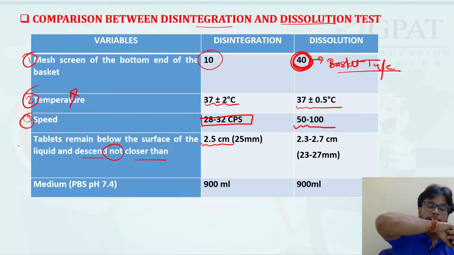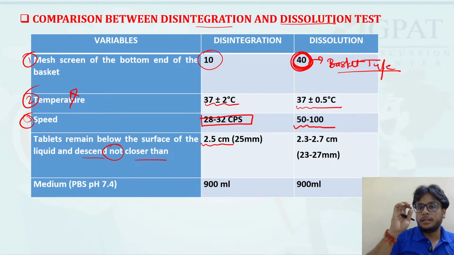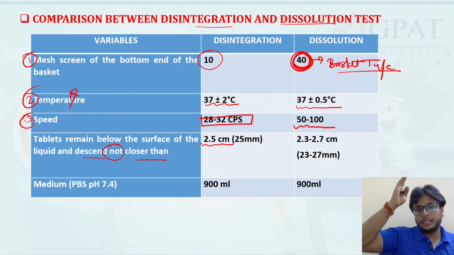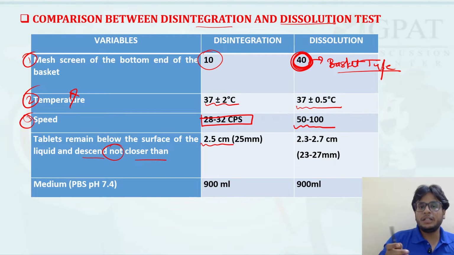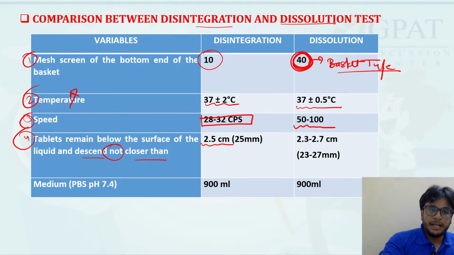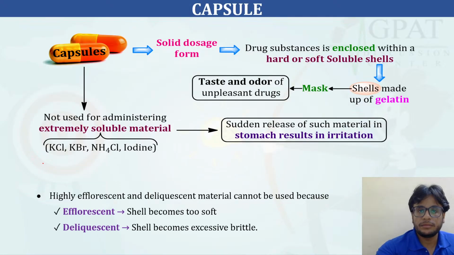If the basket is moving upward, the tablet should remain at a distance of at least 2.5 centimeters from the surface. If the basket is moving downward, it should also remain at a distance of 2.5 centimeters from the bottom. That distance is 2.3 to 2.7 centimeters from the top and the bottom. The media taken here, for both, is 900 ml.